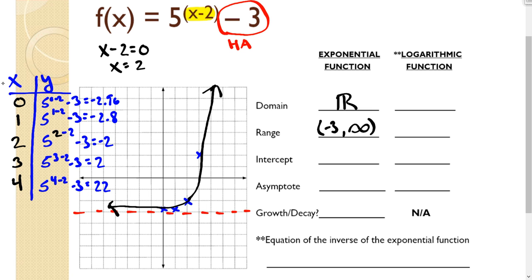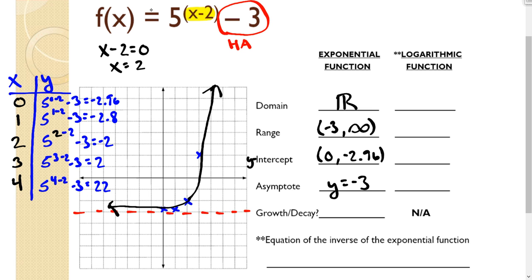The intercept, well, in that case, it's going to be the y-intercept. We can't quite figure out how to get the x-intercept yet. We will later, so this is just going to be the y-intercept. So we're going to say that when x is 0, y is -2.96. So (0, -2.96). My asymptote is the horizontal line y equals -3. If you do not put the y equals, you did not tell me the asymptote.